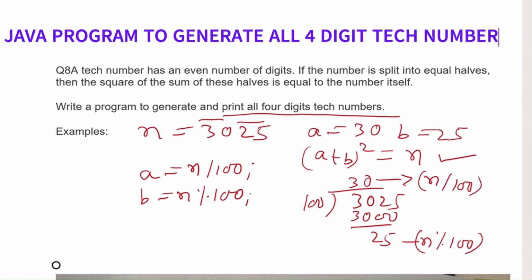For this we have to write if math.pow A plus B comma 2, that means A plus B whole square equal to n. This is if math.pow A plus B comma 2 equal to n, then this is a Tek number.